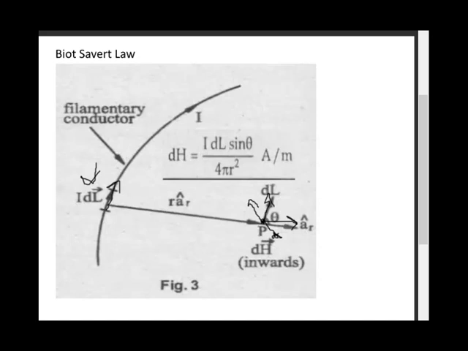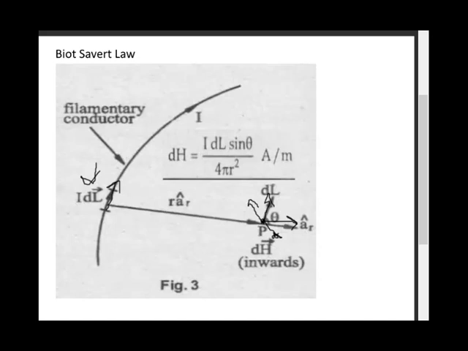If we take the four fingers of our right hand and tilt them from ar to dl, the thumb shows the upward direction, but this direction is not the direction of dH. So if we take the fingers in the inward direction to the plane, then the four fingers can be tilted from dl to ar. In that case, the thumb will be inward.